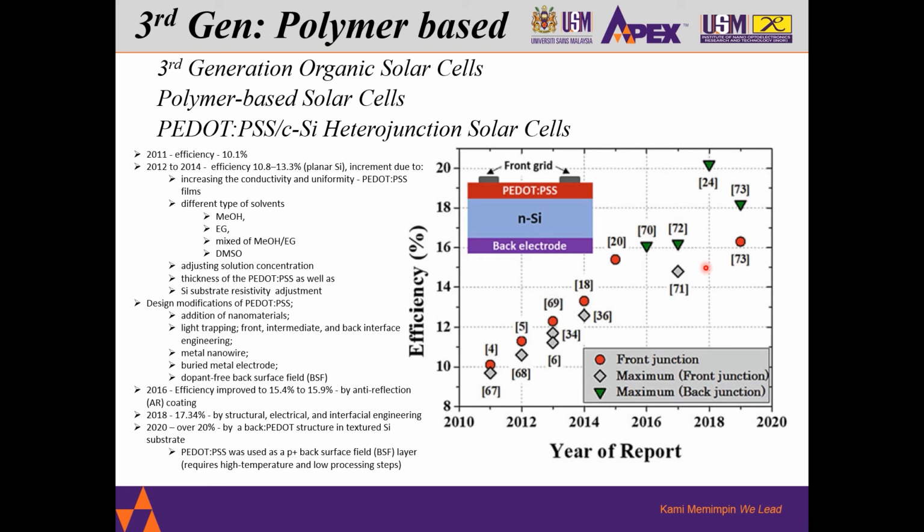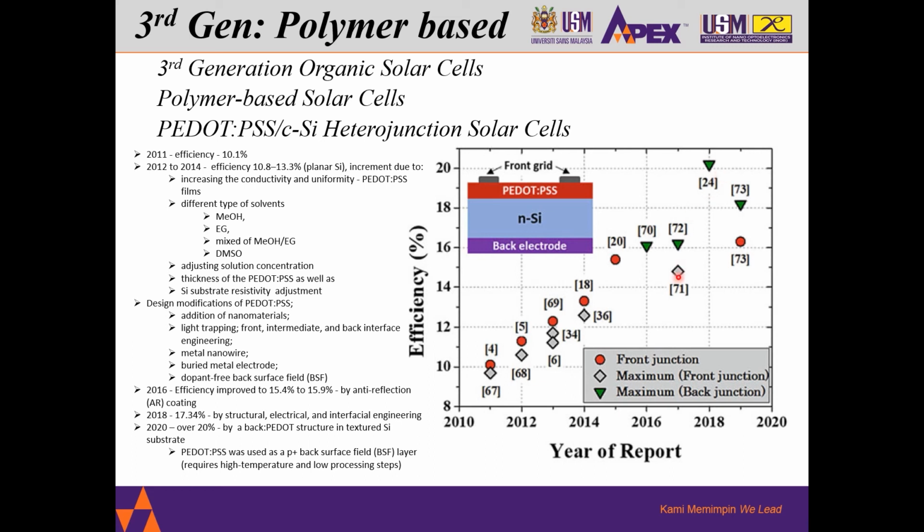Most recently, the efficiency was increased to over 20% with a back-junction structure on a textured silicon substrate, which is actually a silicon p-n junction, where PEDOT:PSS was used as a p-plus back surface field layer (BSF), and which also requires conventional high-temperature processing steps in addition to the low-temperature solution process.